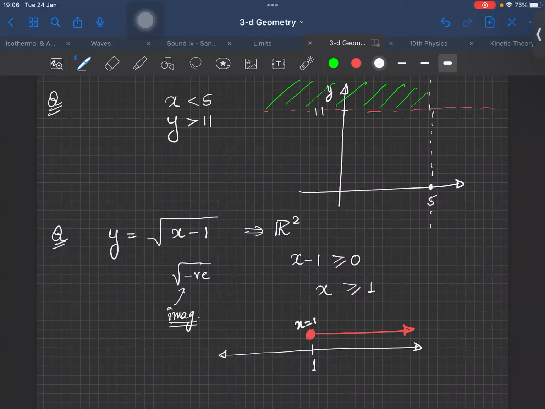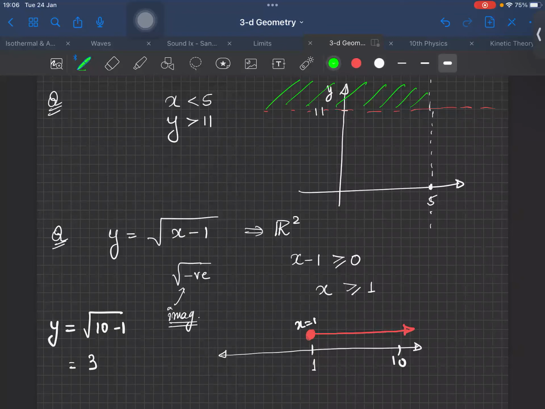It can have all the possible values, like it can have the value 10, right? So if you put 10 in this equation, what will we get? y is equal to square root of x, which is 10, minus 1. So it is square root of 9, which is 3. That means it's a real number. We know it's a real number, right?